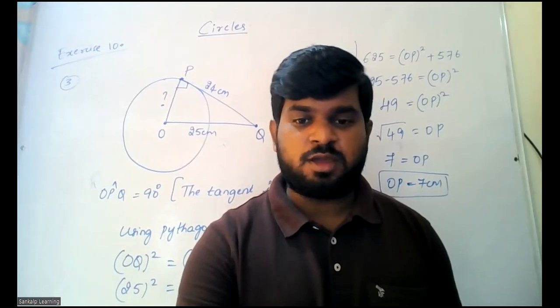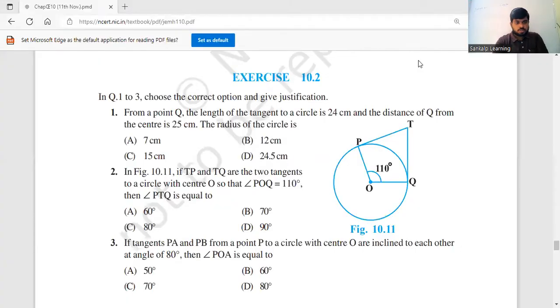Second question. Okay. So in the figure, if TP and TQ are the two tangents, okay, they have given us the figure 10.11. So in the figure, TP and TQ, as you can see, are two tangents drawn from an external point. The angle POQ equals 110 degrees. What is the angle PTQ? Angle PTQ should be found. Okay. So it's a very, very easy question.